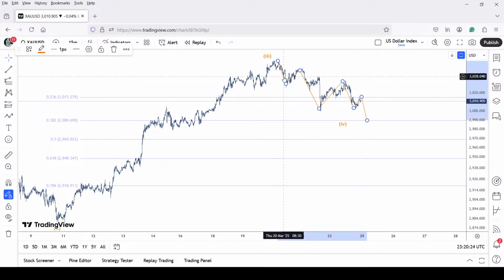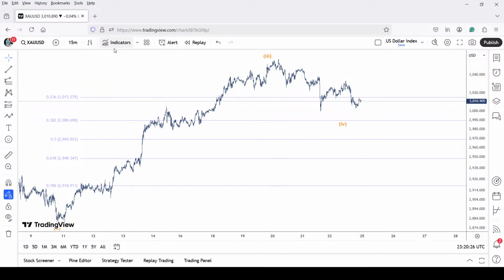So it is a WXYXZ kind of a structure where we could see one more decline towards 2990. So that would be a WXYXZ corrective wave, sir. It is not going to be any other structure. It's not dropping further lower.